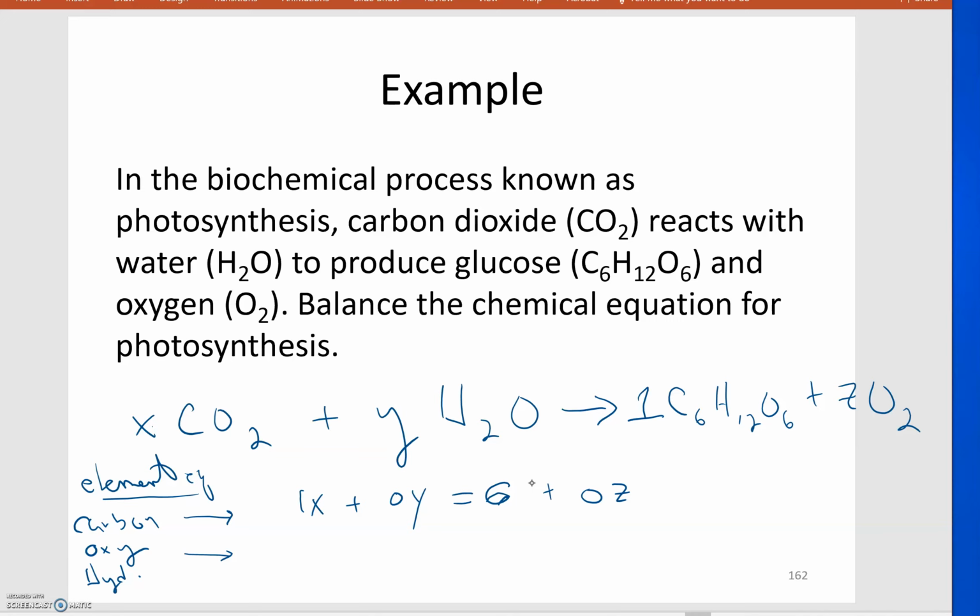Let's do oxygens now. 2 oxygens, 1 oxygen, 6 oxygens. And when I say 1 oxygen, 1 times Y is what I mean. 2 oxygens times Z. And then finally hydrogen: none, 2, 12, and none times Z. And there's our system.